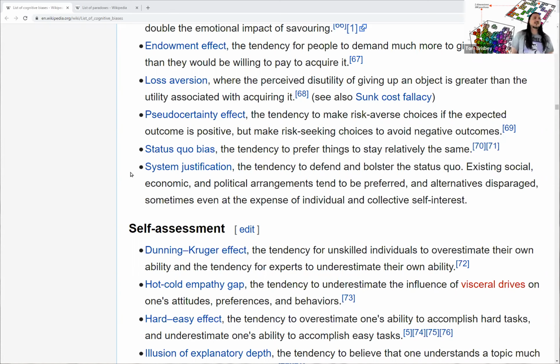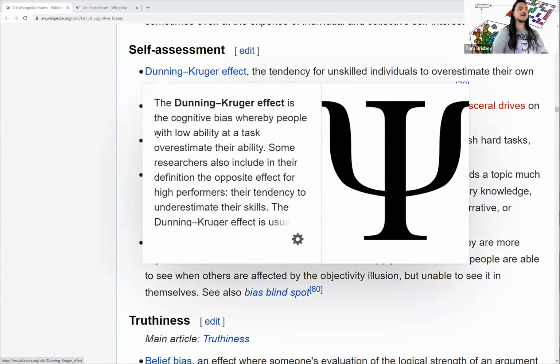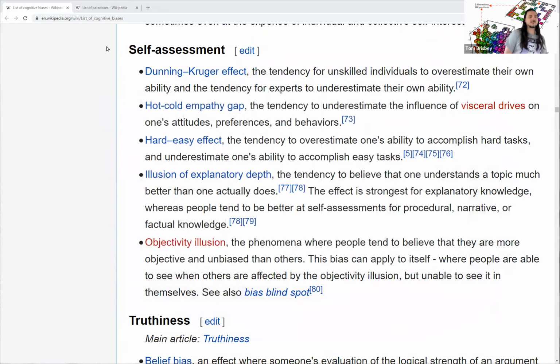System justification, the tendency to defend and bolster the status quo, existing social, economic, and political agreements, blah, blah, blah. The Bill of Rights, yeah, system justification. That's a good one. The Golden Rule, system justification. Some of those things make sense and some of them don't, social contract, etc. To put the system above all other systems is to ignore that the system exists to do a thing, which is not to serve itself. So if the system doesn't measure itself and its utility along with everything else, it becomes a bias.